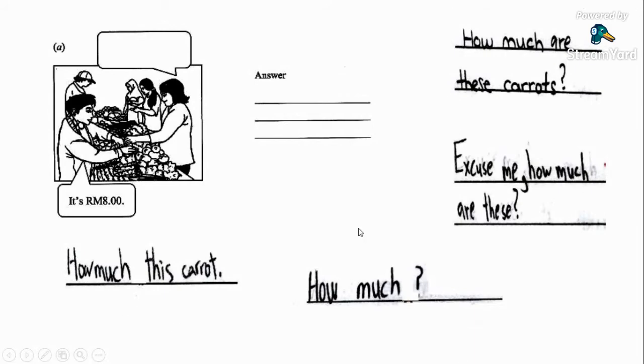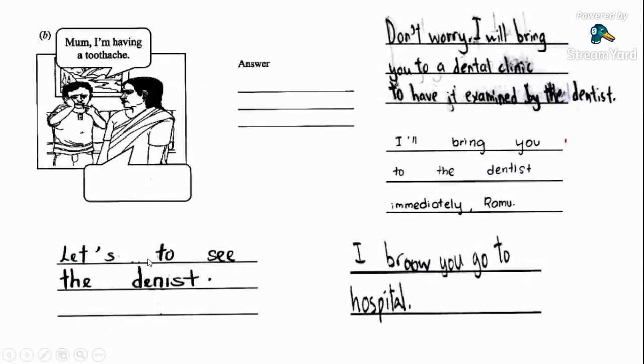Okay, let's go on to the next one. "Okay, Mom, I'm having a toothache." As I said just now, the convention of reading is top to bottom, left to right. So the boy is saying first, "Mom, I'm having a toothache." What will Mom say? "Don't worry, I will bring you to a dental clinic to have it examined by the dentist." This is of course an A+ student because you see the words dental clinic, examined by the dentist. So this is obviously 2 marks.